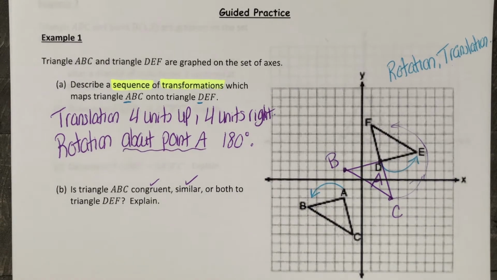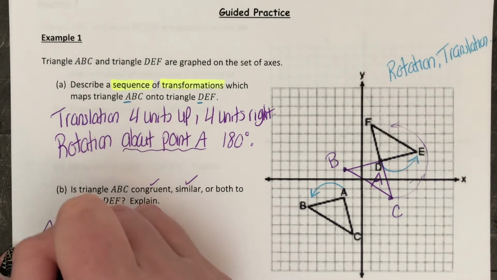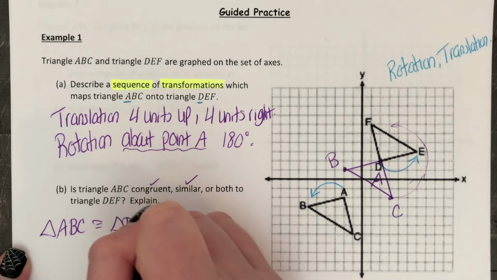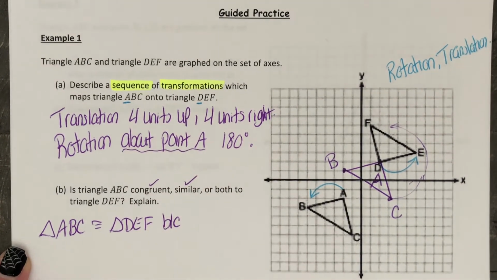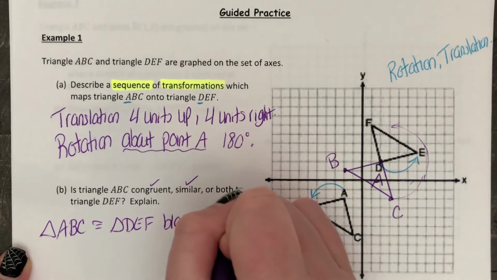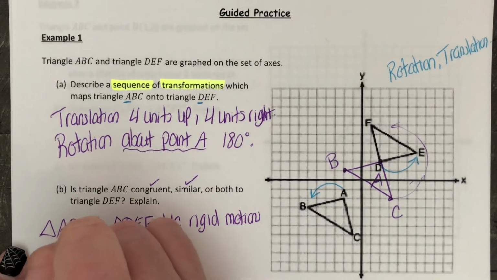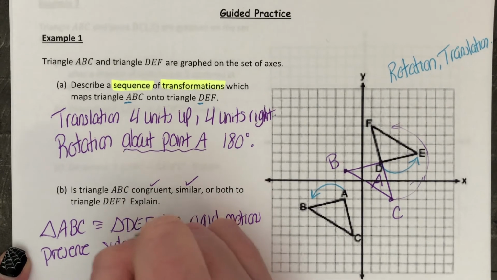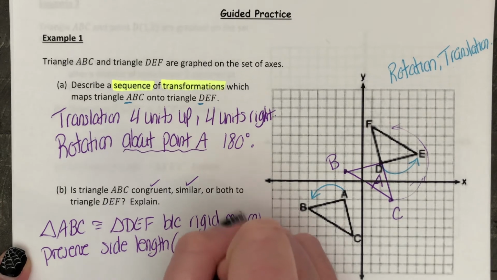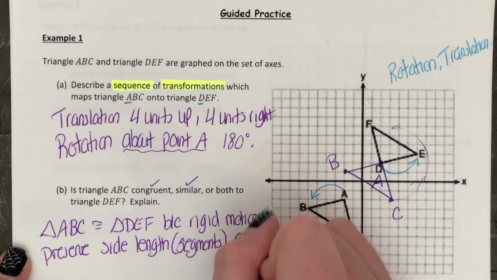So here we go. If I want to explain why, again, the answer is both. I would say, let's write this out, triangle ABC is congruent to triangle DEF because, well, I know they're congruent because both of these guys are rigid motions, and I know that rigid motions preserve side length. And again, you could say side length, distance, segments, whatever is going to float your boat there. So rigid motions preserve side length and angle measure.